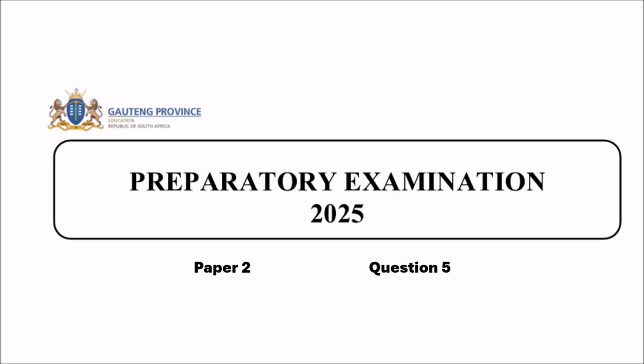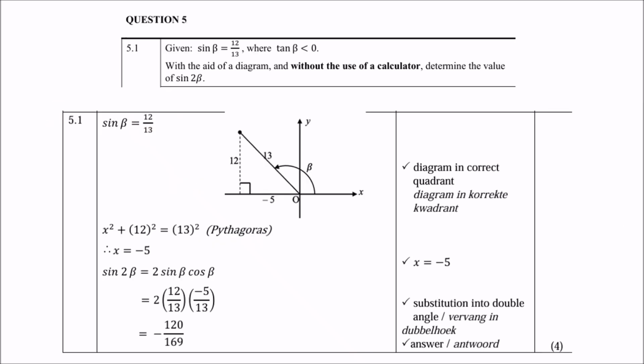Gauteng Province Preparatory Examination 2025, Paper 2, Question 5. Question 5.1. Given is the sine of beta is equal to 12 over 13. And let me emphasize, positive 12 over 13. And where tan of beta is less than 0.